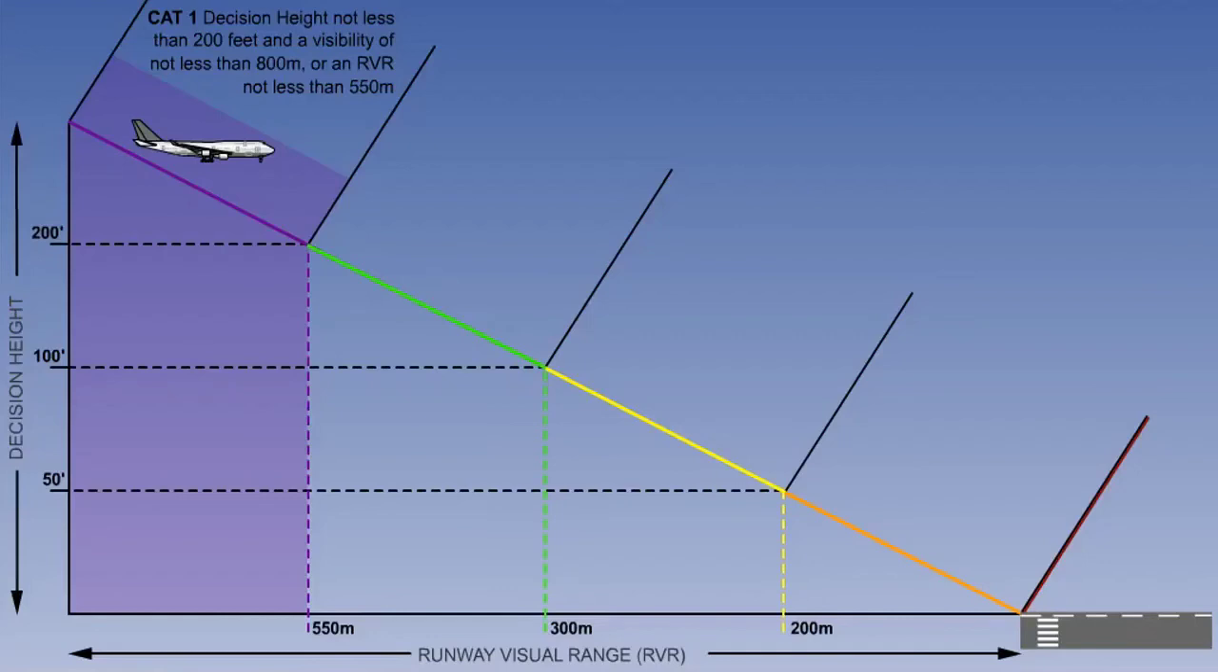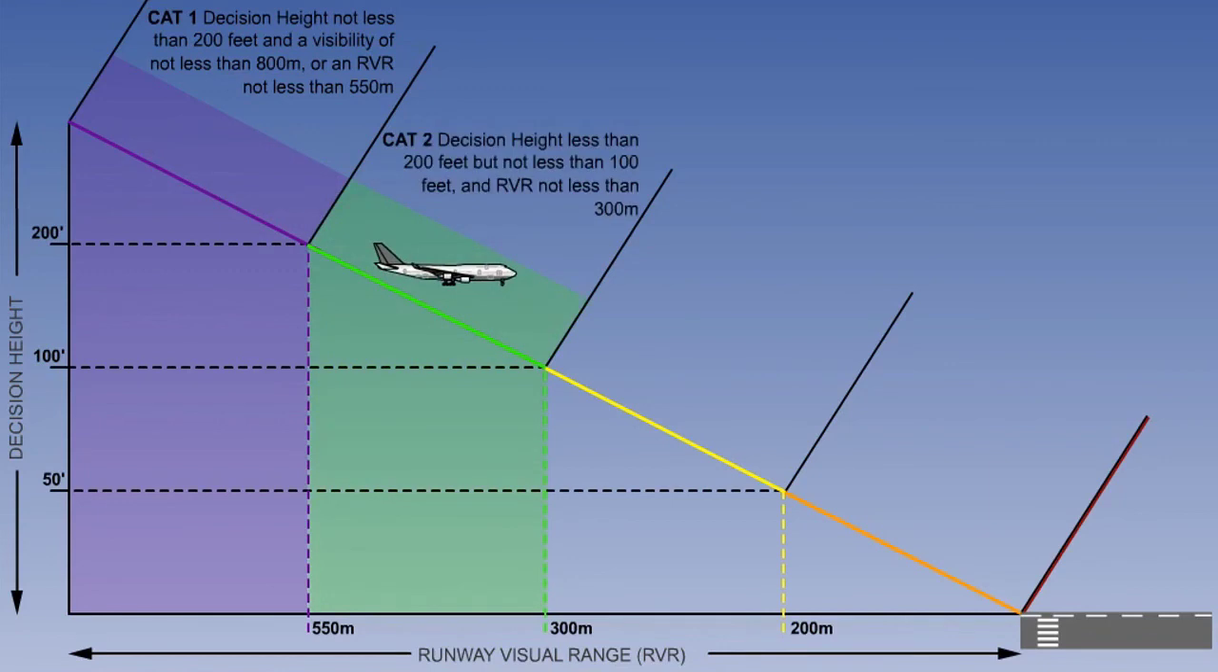ICAO low visibility operations are split into three categories, which are known as Category 1, Category 2, and Category 3. Category 1 is defined as a precision instrument approach and landing, with a decision height no lower than 200 feet and with a visibility of not less than 800 meters, or a runway visual range not less than 550 meters. The decision height is based on the barometric altimeter.